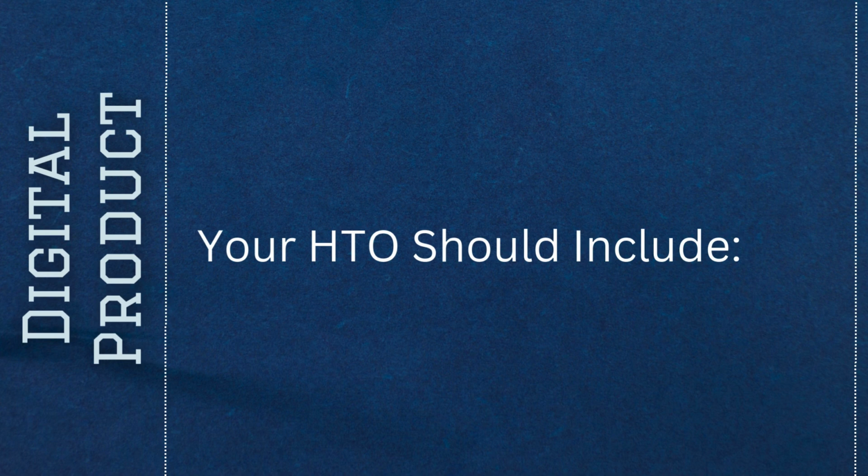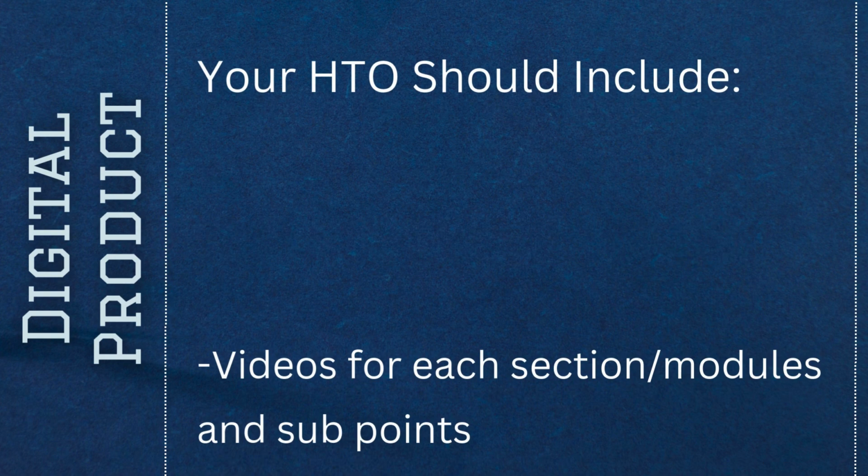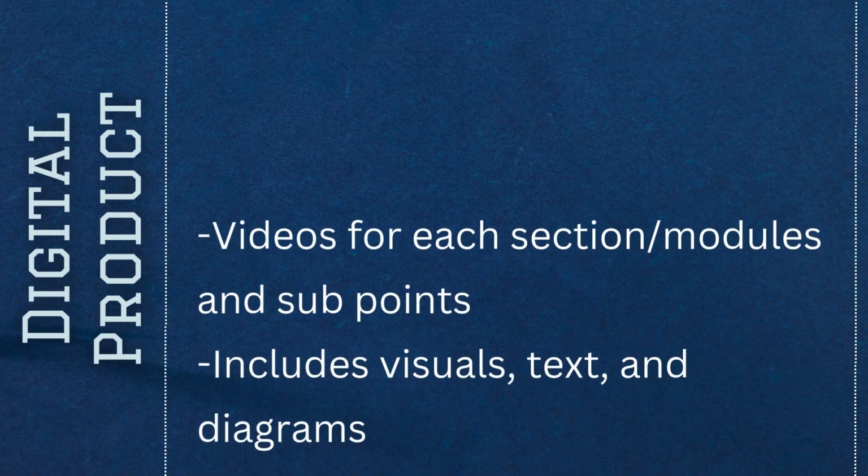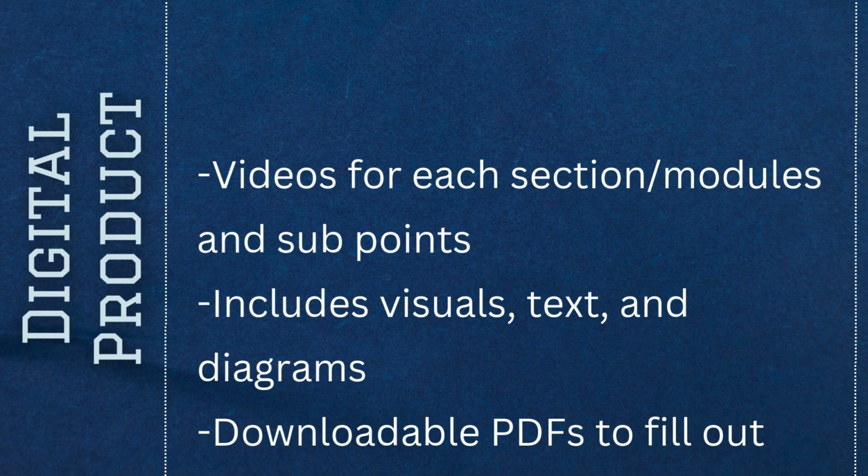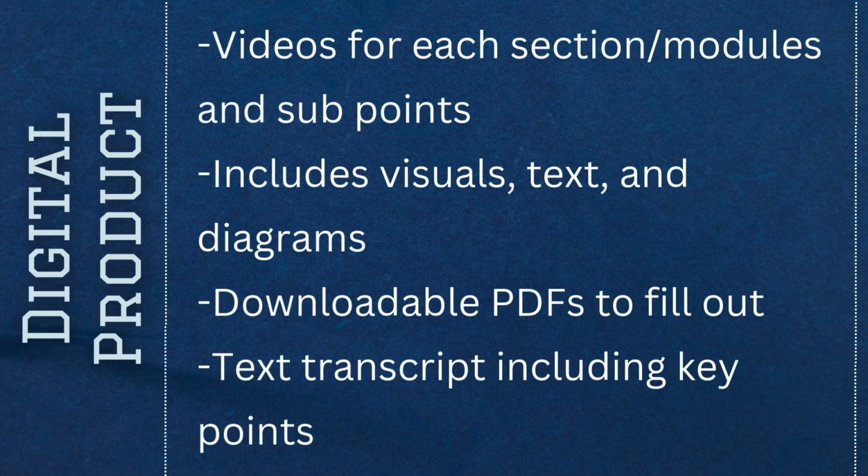So what else do you include in your HTO or your high ticket offer? The most common is to first create videos for each of the sections and modules, making sure to include lots of visuals, text, and moments for your audience to pause and do the work for themselves, as well as having a text version. This is so that whenever the person wants to listen or read, they have the option to do so. And some people may not want to watch the whole video over again, so they would just prefer to scroll through the transcript.